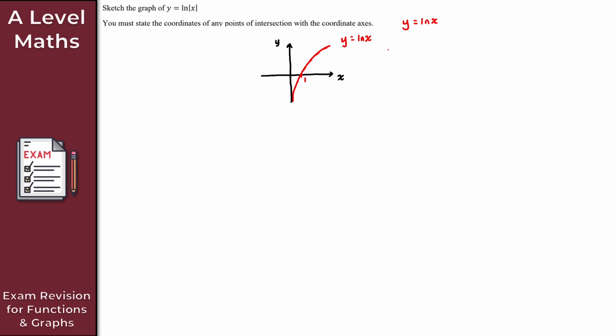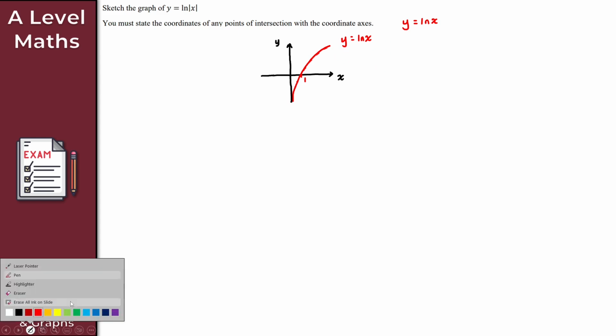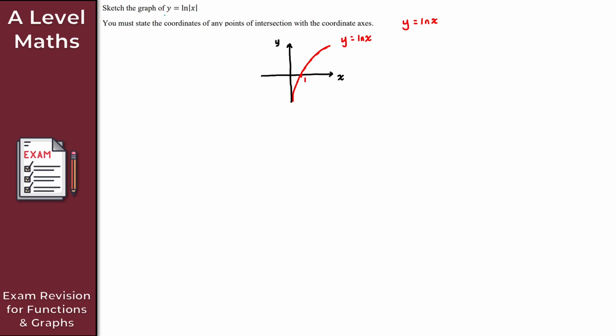So that's y equals ln x, but what we want to sketch here then, and let's do this in green, is y equals ln of the modulus of x. Now don't forget, if you take the modulus of the argument of your function, we reflect in the y-axis. So in this case, anything to the right of my y-axis is going to reflect to the left-hand side of my y-axis.